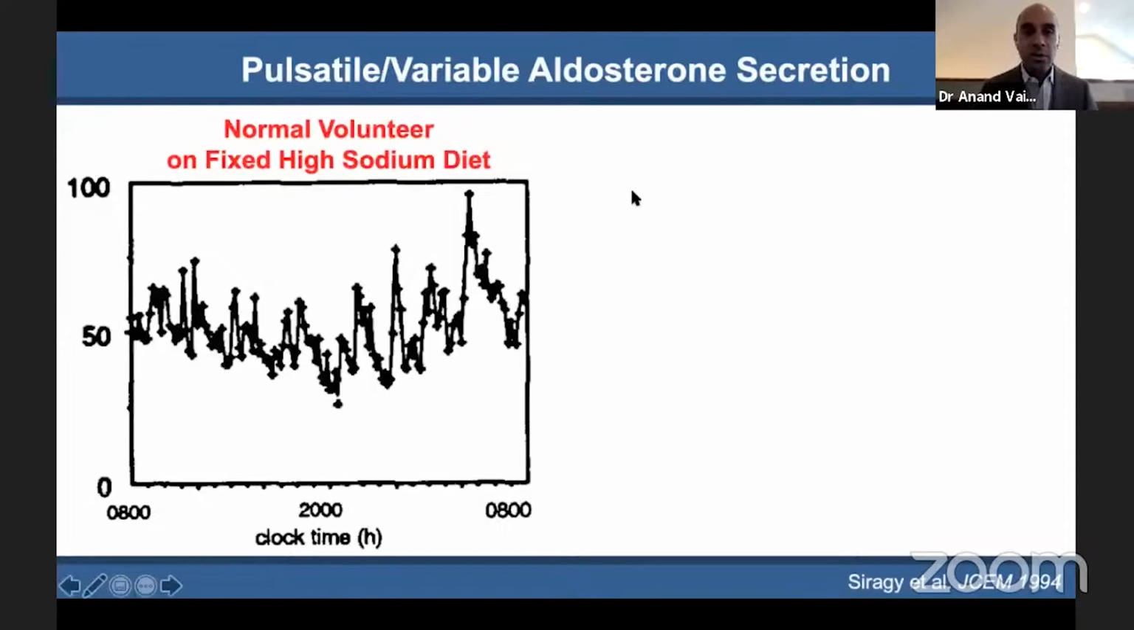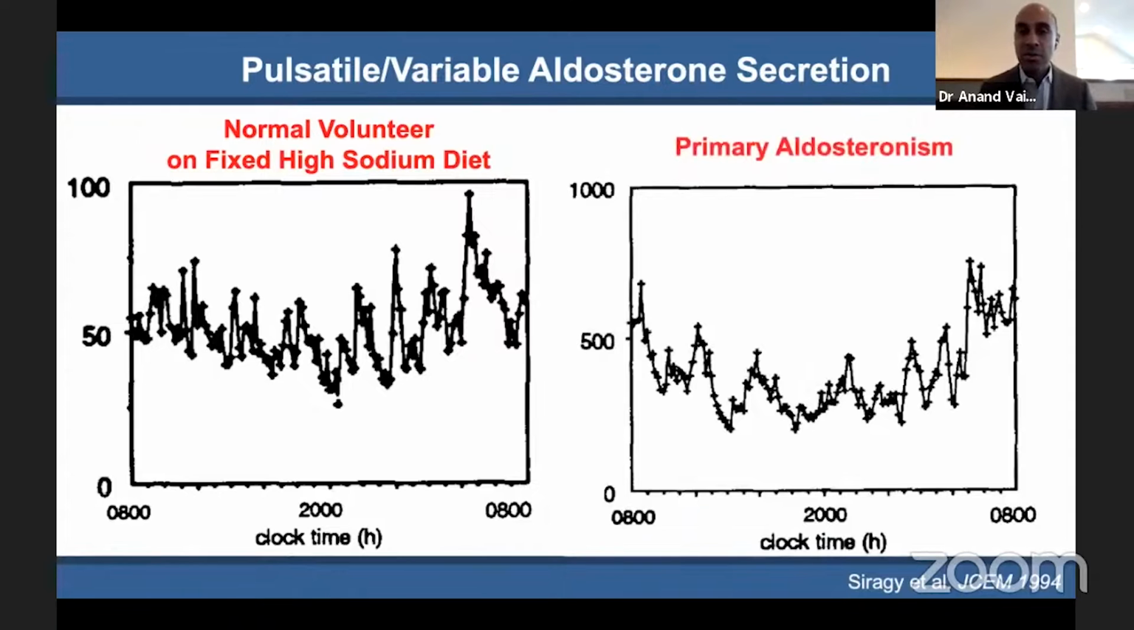So these are normal volunteers put on a high sodium diet. On a high sodium diet, renin and angiotensin 2 and aldosterone should be completely suppressed. And what you see is that even on a high sodium diet in a 24-hour period, the aldosterone production is variable. It pulses every hour. There are burst-like secretions of aldosterone.